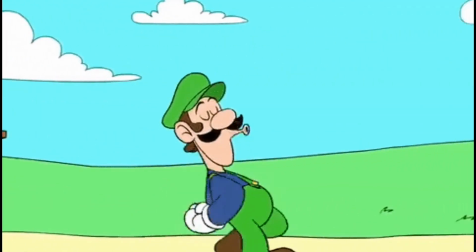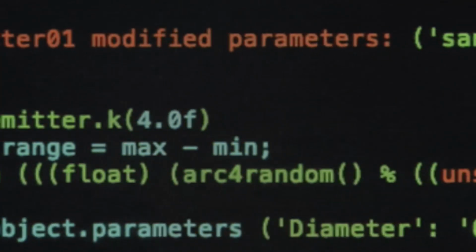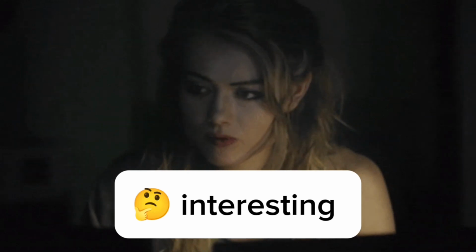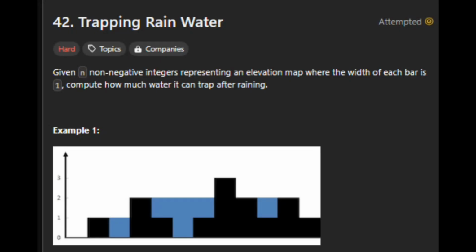So one day I'm going about my day when I run into this problem that I find interesting. So the problem says, given n non-negative integers representing an elevation map where the width of each bar is 1, compute how much water it can trap after raining.